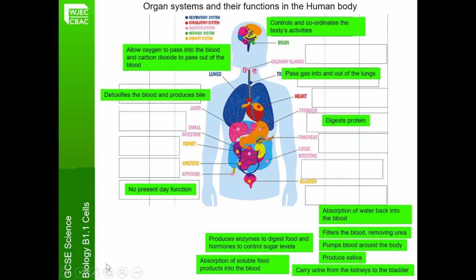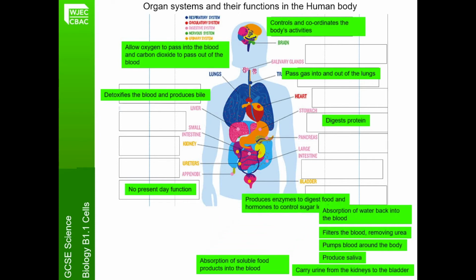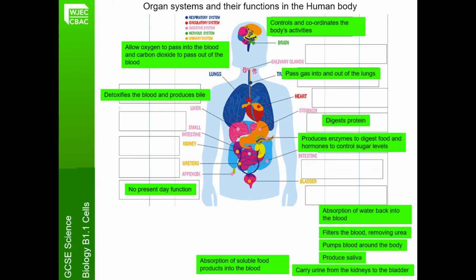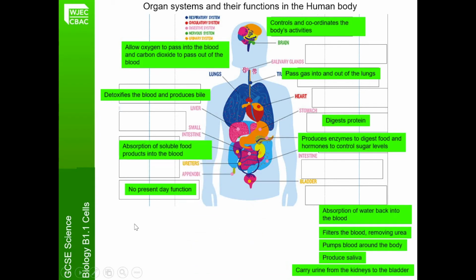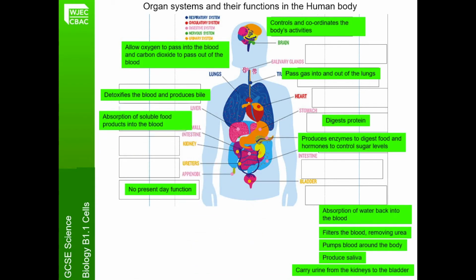The brain, very important, controls and coordinates the body's activities. The lungs allow the oxygen to pass into the blood and carbon dioxide to pass out of the blood. And that will actually be our next booklet. B1.2 is all about the lungs and respiration and the respiratory system. The pancreas helps to produce enzymes to digest food and hormones to control your sugar levels. So things like your insulin and your glucagon are the hormones that help control sugar.